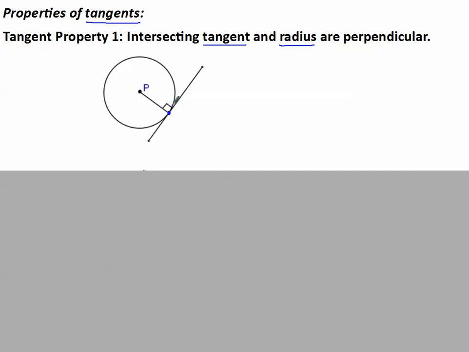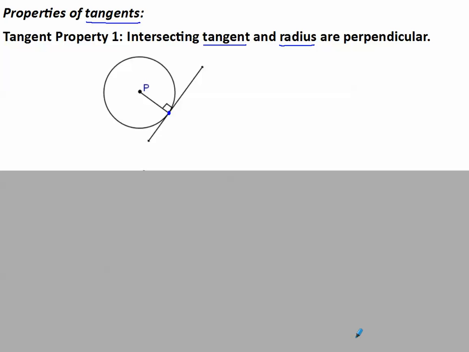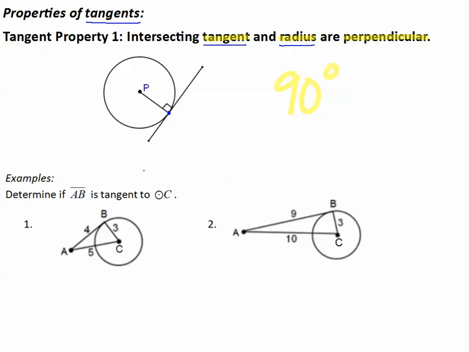They will be perpendicular. You'll notice in this animation that no matter where I put that point of tangency, I can drag it anywhere in the circle. If it intersects the radius, that tangent is always making a 90-degree angle with the radius. So again, tangent, radius, perpendicular. They're going to make 90 degrees. Let's look at some examples that apply this.